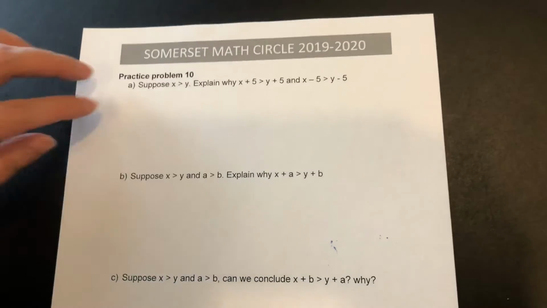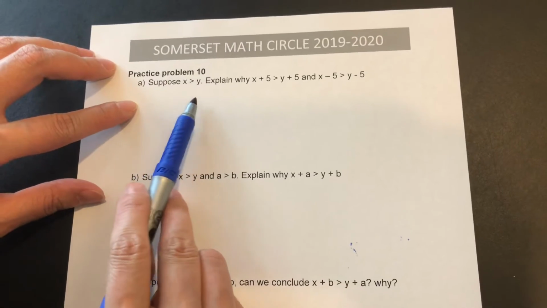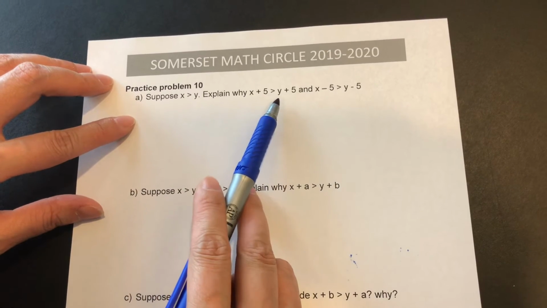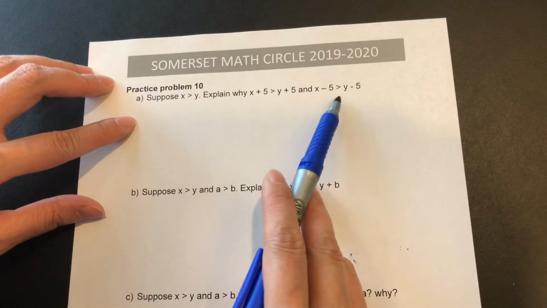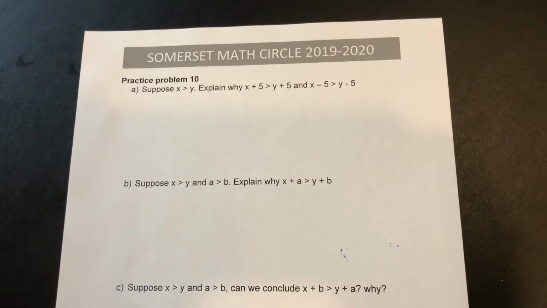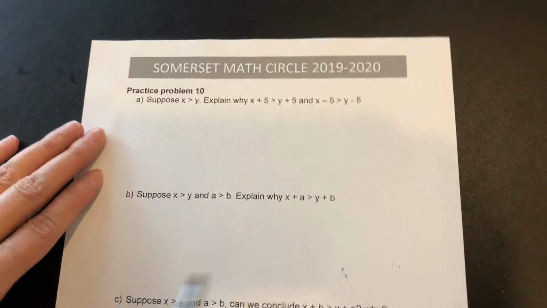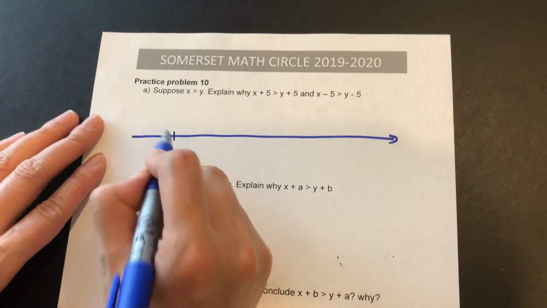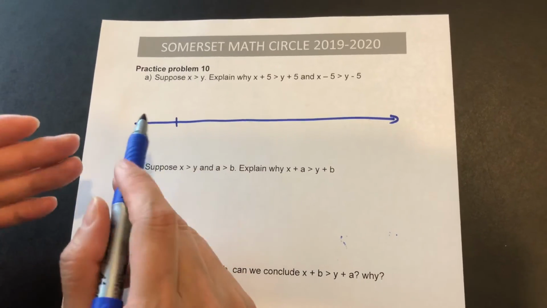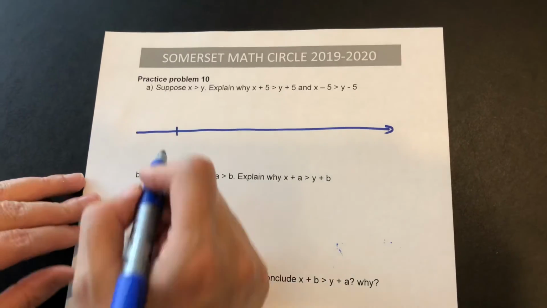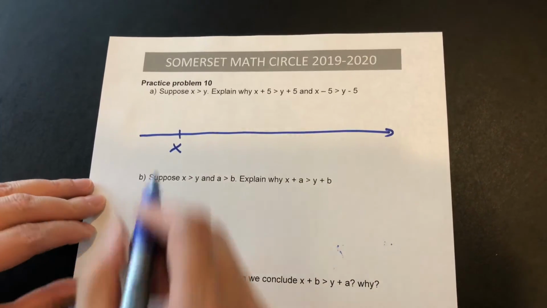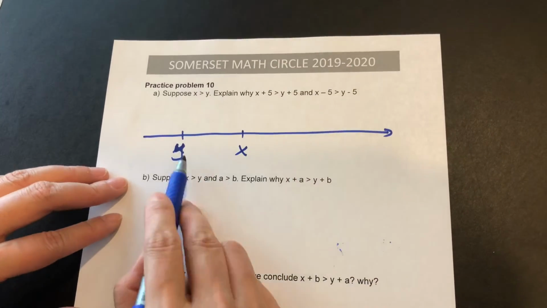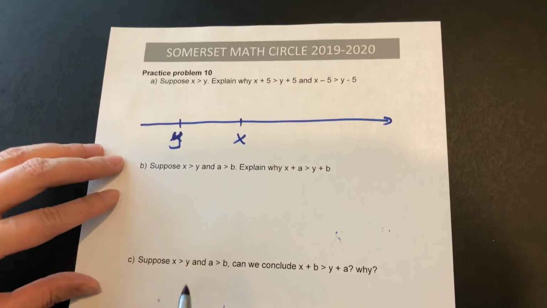Practice problem 10, A. Suppose x greater than y, explain why x plus 5 greater than y plus 5 and x minus 5 greater than y minus 5. We'll do one of them and the students can do the other one. Again, we'll use the number line. So in this case, we don't know where x and y reside, right? But we know that x is going to be greater than y. So x is to the right side of y.